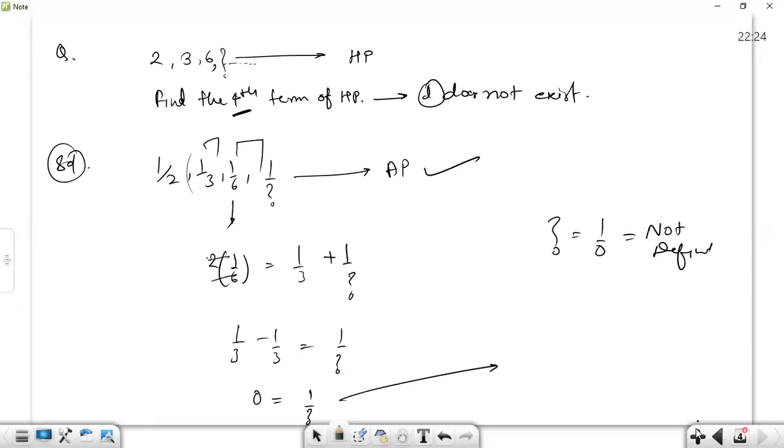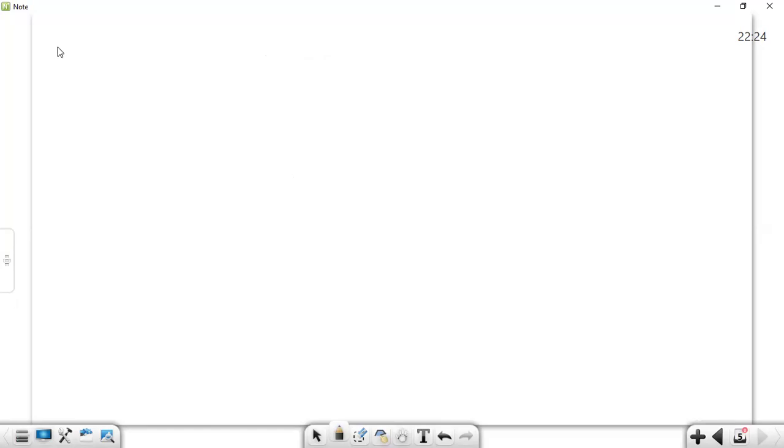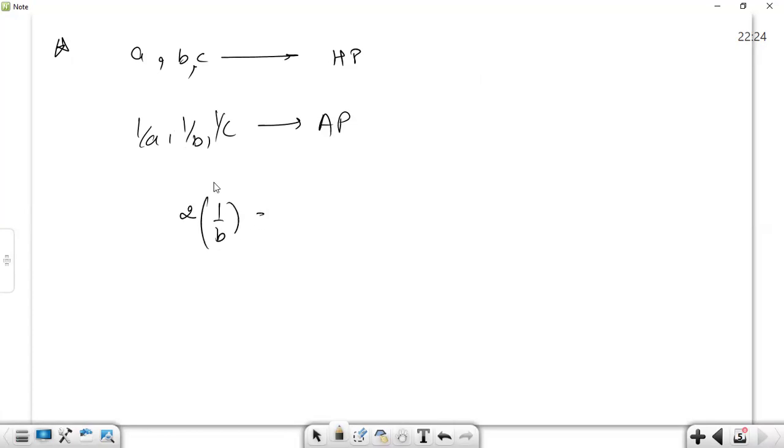So as we are discussing A, B, C, three terms, let's say they are in HP, and let's try to find out what is the condition for them to be in harmonic progression. For these three terms to be in harmonic progression, the reciprocals of the same have to be in arithmetic progression. And if there are three terms in arithmetic progression, twice the middle term has to be equal to the sum of the rest.